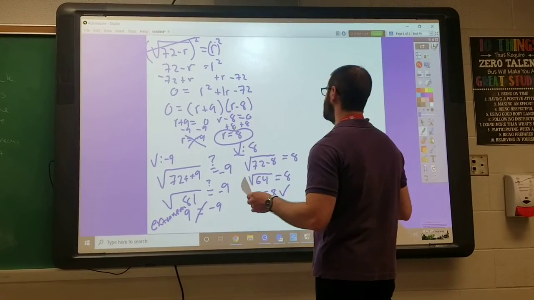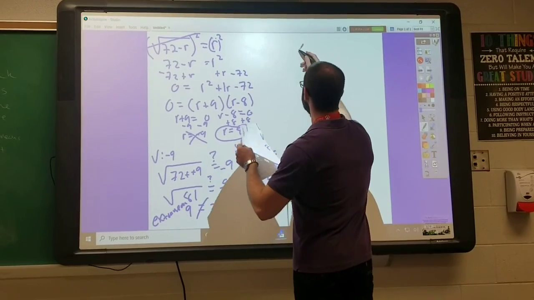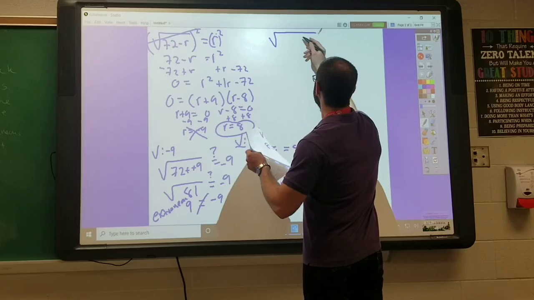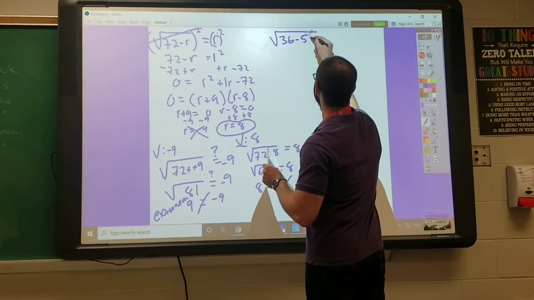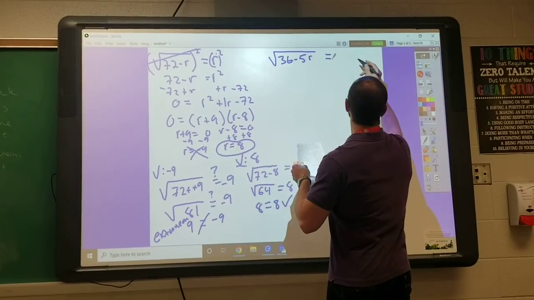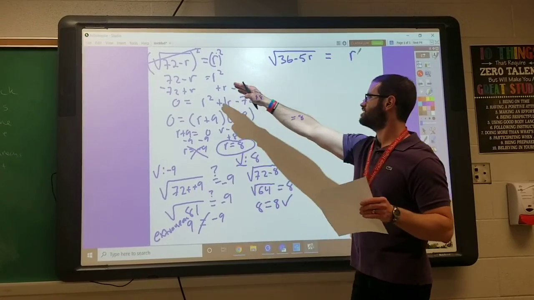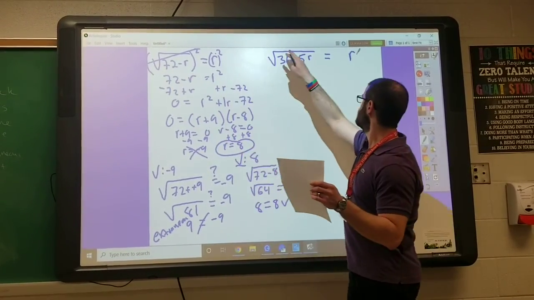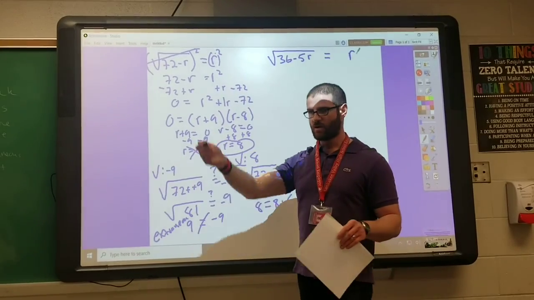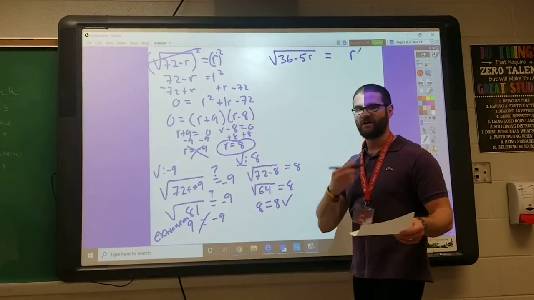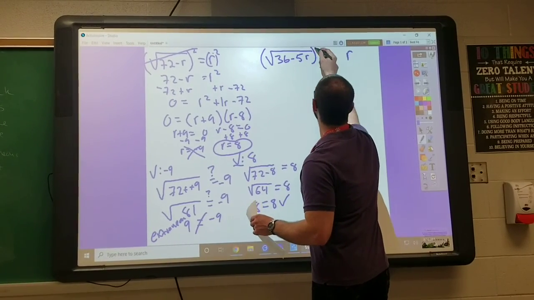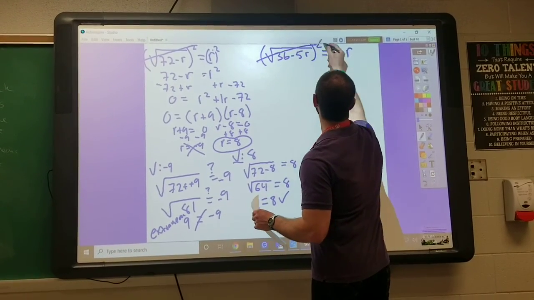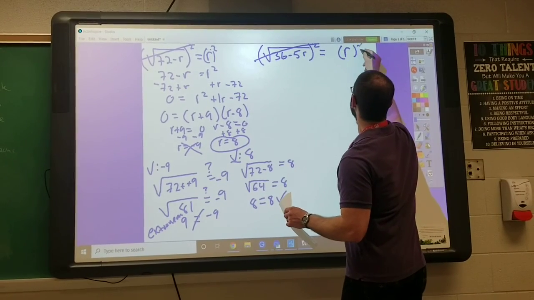Let's try another one. Say I have the square root of 36 minus 5r equal to r. Again, just like this one, since we have a square root, to get rid of that, I have to square both sides. And whatever I do to one side, I have to do to the other. So square both sides. Again, that gets rid of the square root.